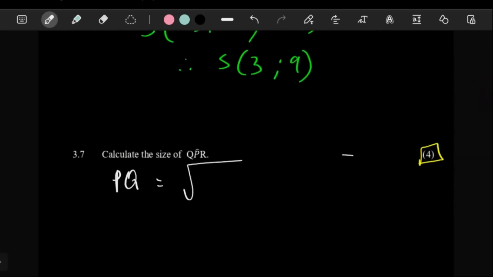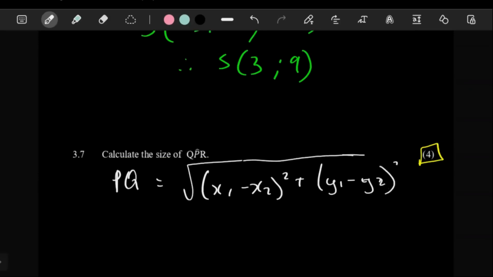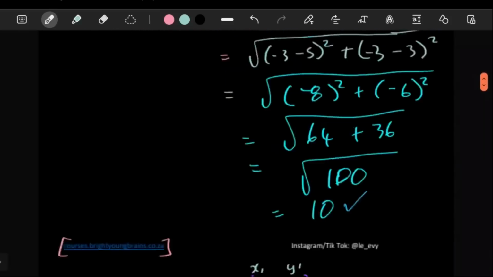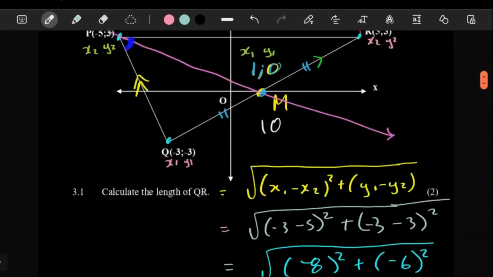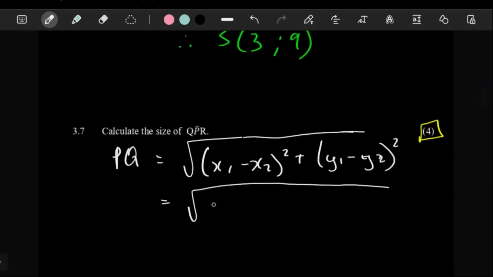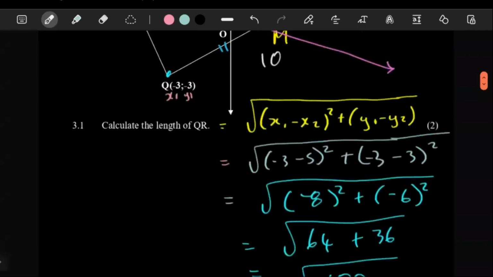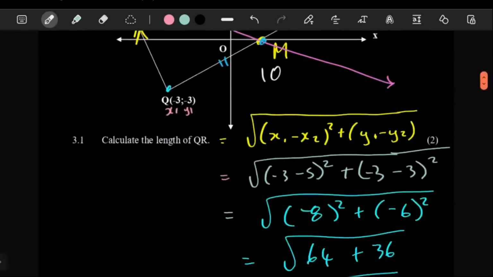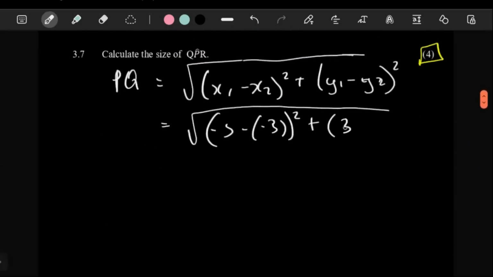PQ is going to be equal to the square root of (x1 minus x2) squared plus (y1 minus y2) squared. You're going to have here -5 minus -3, squared. And then the other one, you're going to have 3 minus -3.